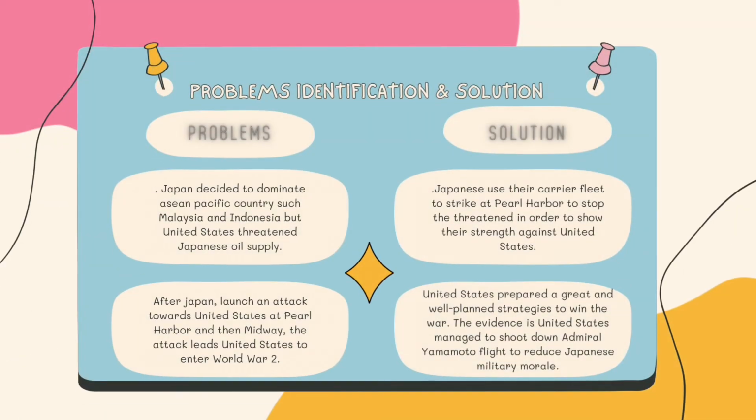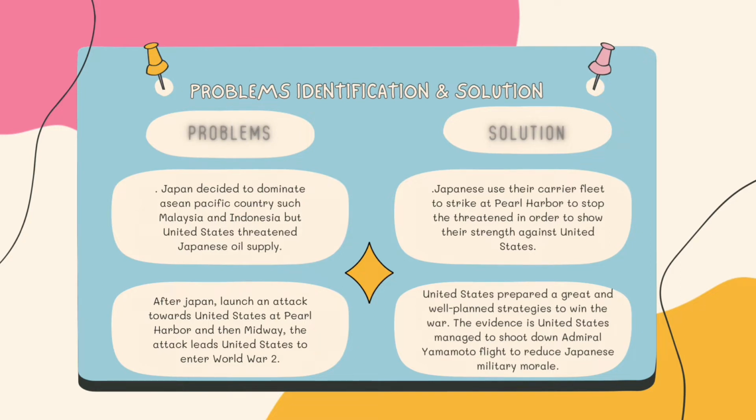Problems identification and solution. First problem is Japan decided to dominate ASEAN Pacific countries such as Malaysia and Indonesia, but the United States threatened the Japanese oil supply. The solution for this problem is that the Japanese used their carrier fleet to strike at Pearl Harbor to stop the threat, in order to show their strength against the United States.